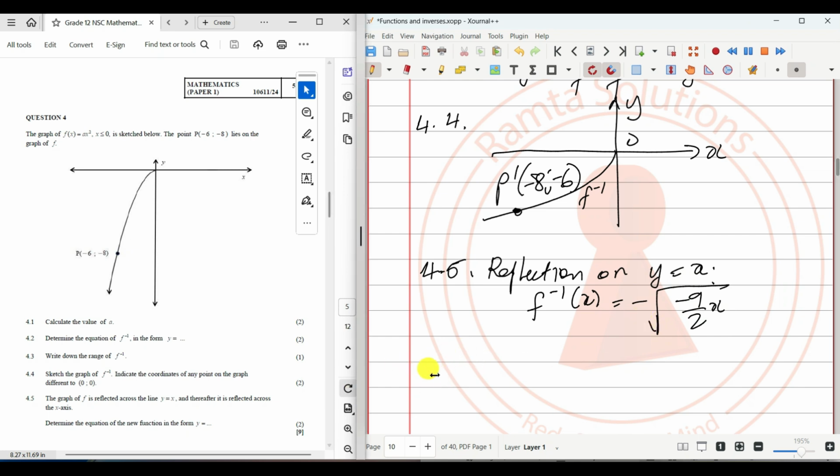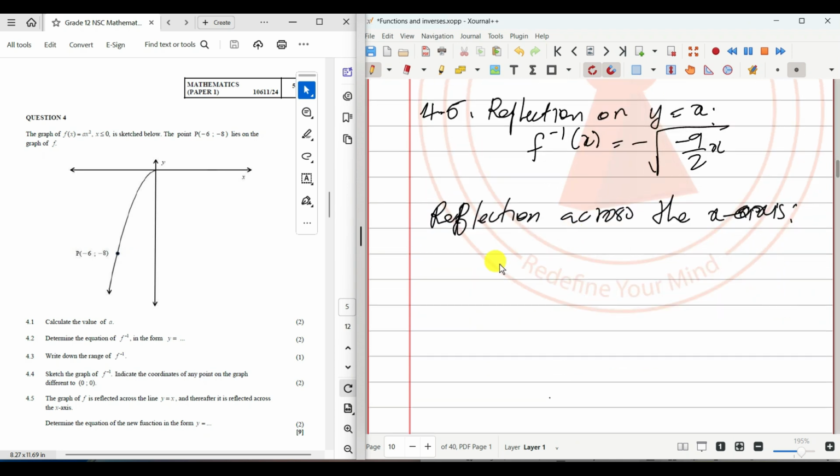Now we then say reflection across the x-axis. So reflection across the x-axis, I'm going to show you here. This is what you're doing. If this is your A, this will be your A prime. So if this is x and y, this will be x and negative y. So what is happening here? It means only the y value is changing sign.